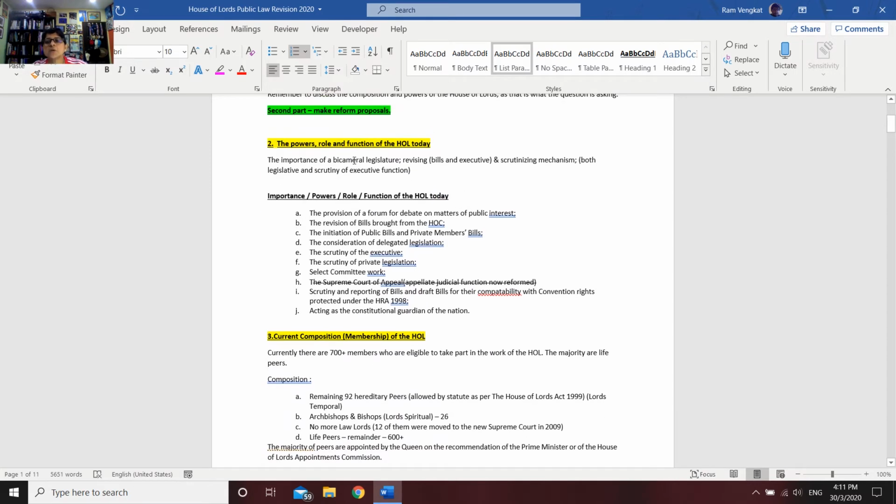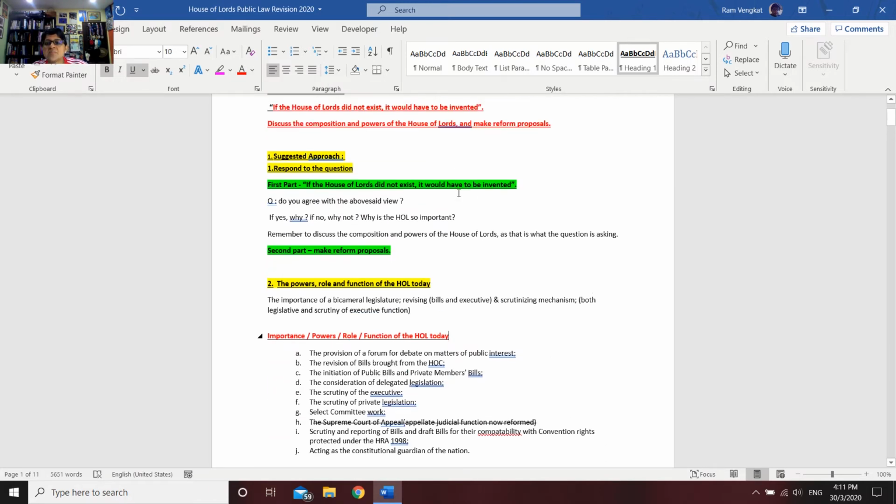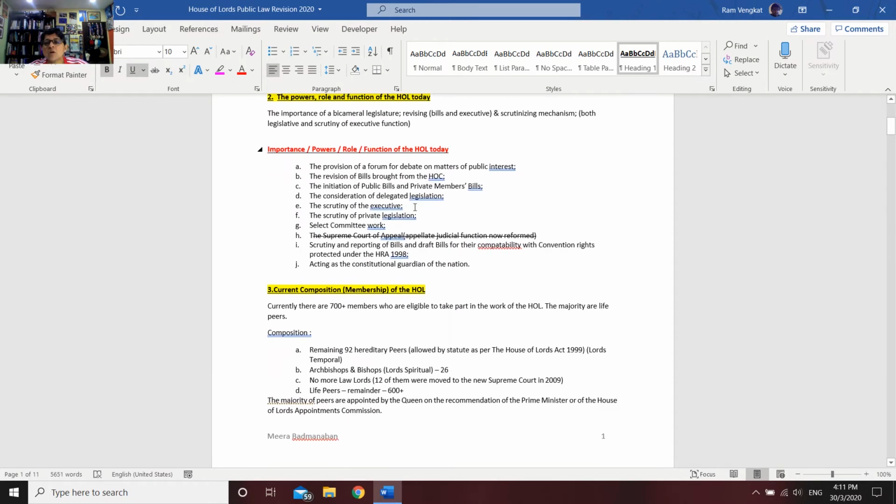What are the powers, the role, and the function of the House of Lords? I'm going to highlight this in red so that you can see why we're talking about it. In other words, I mentioned at the beginning that I would agree if the House of Lords did not exist, it's true, it would have to be invented. Now, why do I say this? Because of this important work that the House of Lords does, its powers, its role, its function.